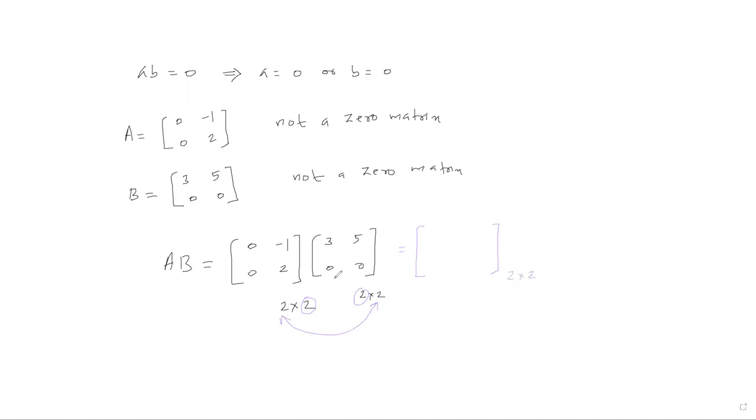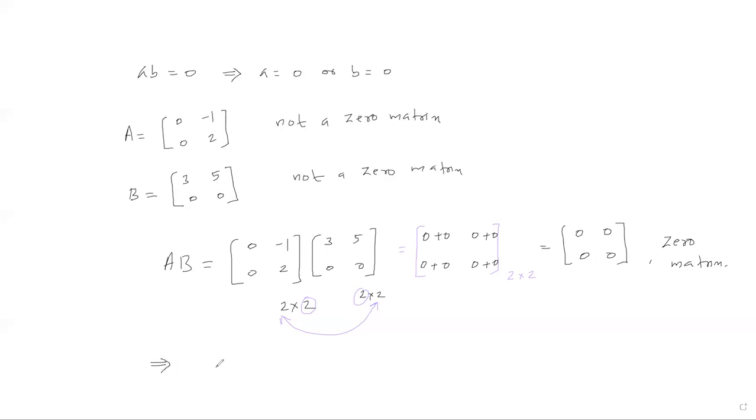Okay, first row into first column: 0 into 3 is 0, plus minus 1 into 0 is 0. First row into second column: 0 into 5 is 0, plus minus 1 into 0 is 0. Second row into first column: 0 into 3 is 0, plus 2 into 0 is 0. Second row into second column: 0 into 5 is 0, plus 2 into 0 is 0. So you got 0 0 0 0. So what did you get? A zero matrix. Okay, so इसमें से आपको क्या समझ में आ गया?